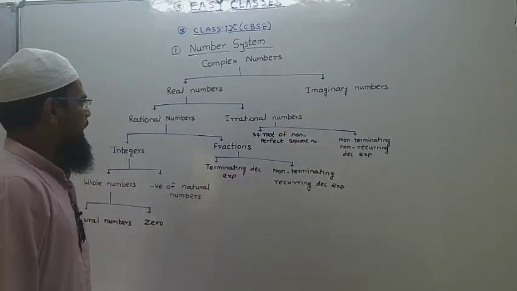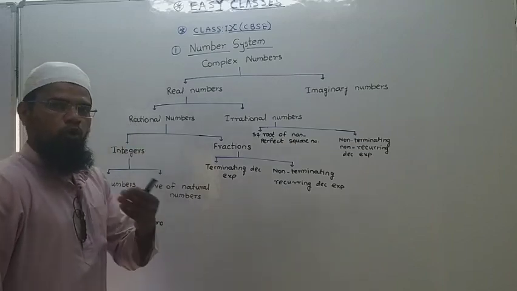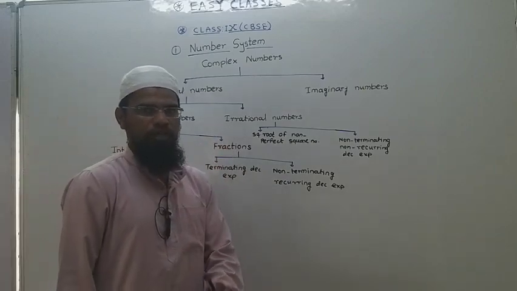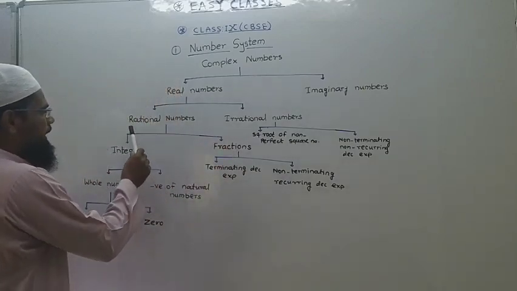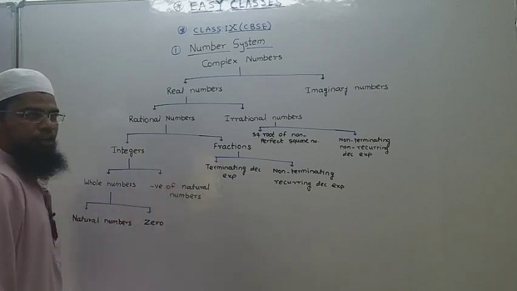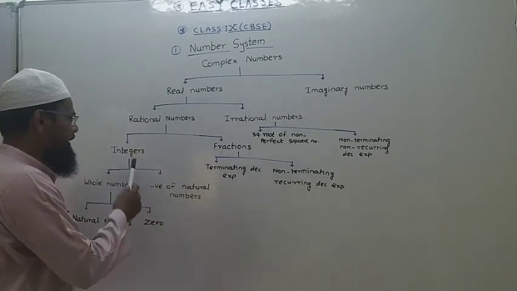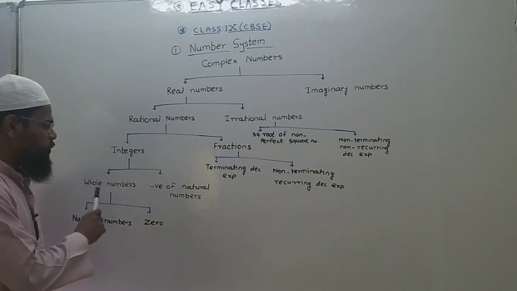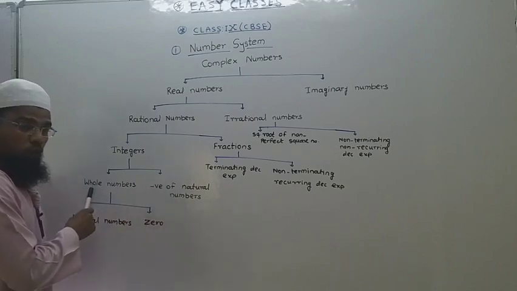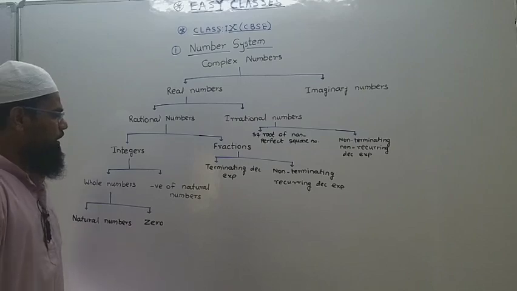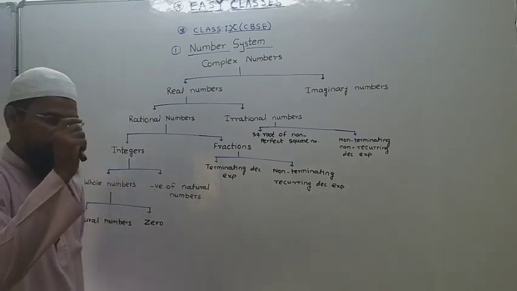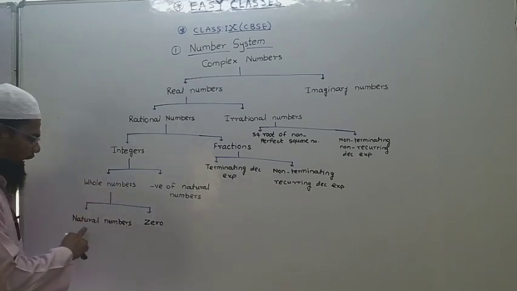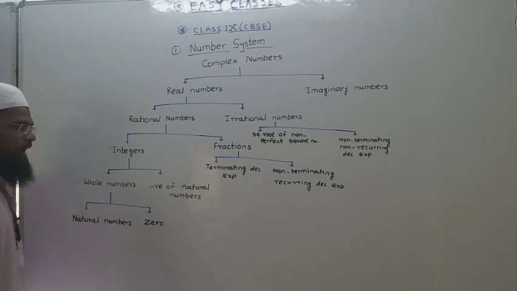Now real numbers are further divided into two types. Which are they? One is rational numbers and another is irrational numbers. After that, the rational numbers are also subdivided into two types: integers and fractions. Integers are further divided into two types: whole numbers and negatives of natural numbers. Whole number is lastly divided into two types: natural numbers and zero.